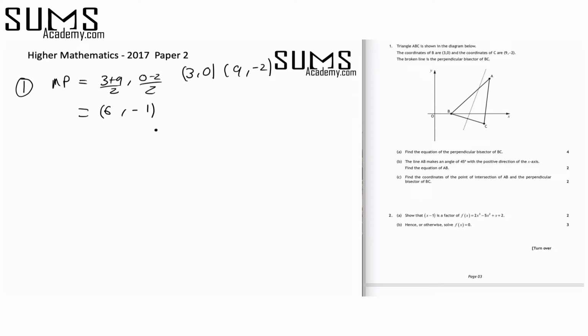Then what we need to do is work out the gradient. So again, we'll go m_BC is equal to (y2 minus y1) over (x2 minus x1). So we'll have minus 2 minus 0 all over x2, which is 9, minus 3, which is equal to minus 2 over 6, which is equal to negative 1/3.